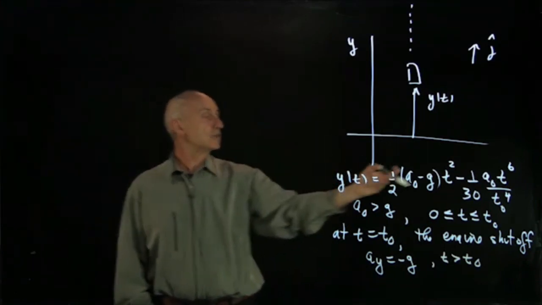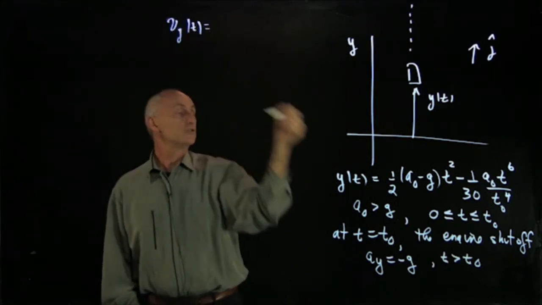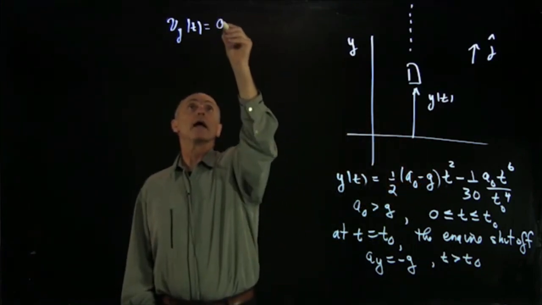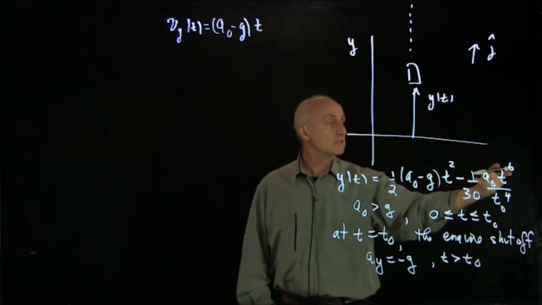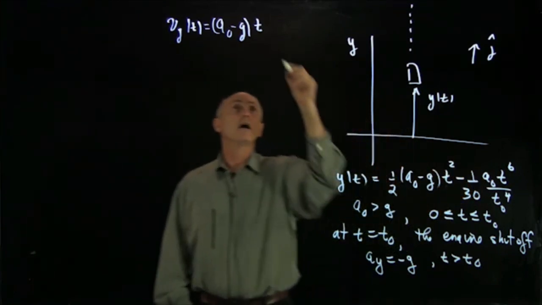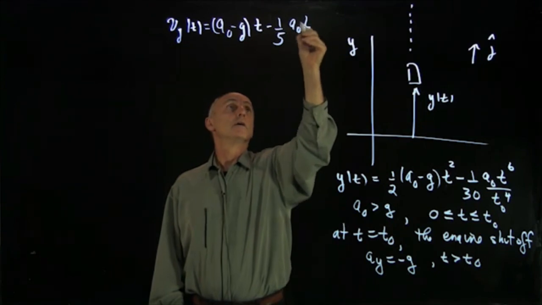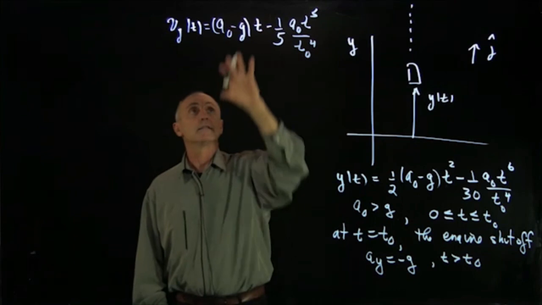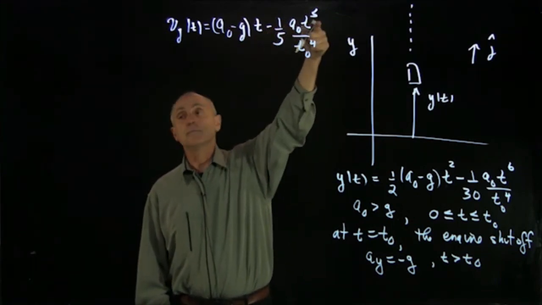So for the velocity, in each case, we're going to use the polynomial rule. The y component of the velocity is just the derivative of t squared, which is 2t. And so we get a naught minus g times t. And when we differentiate t to the 6th, the 6 over 30 gives us a factor of 1 over 5. So we have minus 1 over 5 times a naught t to the 5th over t naught to the 4th. This is a combination of a linear term and a term that is decreasing by this t to the 5th factor.